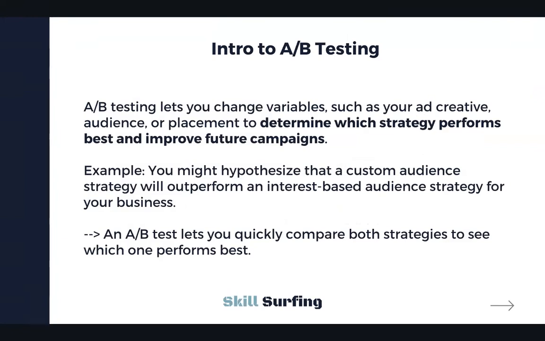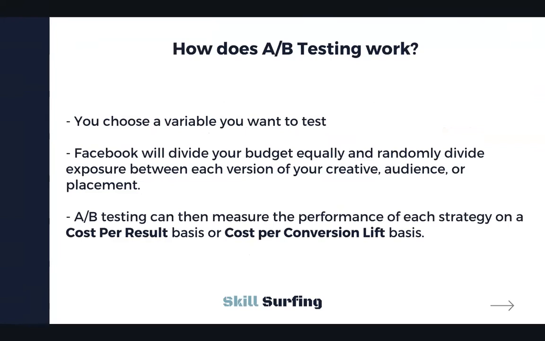So you choose a variable you want to test. Facebook will divide your budget equally and randomly divide exposure between each version of your creative or audience or placement. This is what allows you to say at the end, this ad or this strategy works best, because you can really keep everything equal except the variable itself. Now, when you run the test, you can measure the performance of the strategy either by cost per result, so is it cost per engagement, cost per click, depending on what the campaign is, or cost per conversion lift. So if you have an increased or decreased conversion based on the variable you're testing.